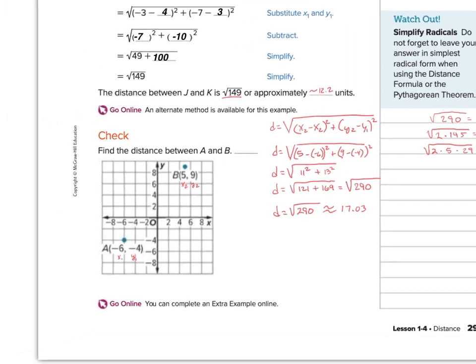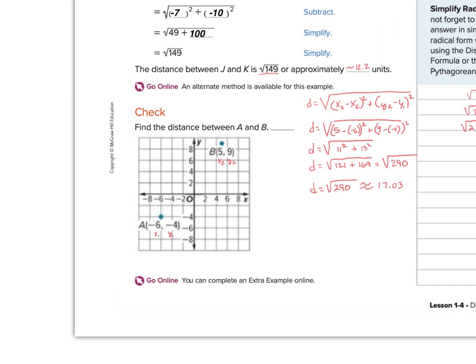Okay, so solving that, using my distance formula, I substituted in x2, right, is going to be 5 minus a negative 6 squared plus 9 minus a negative 4 squared. It turned out to be the square root of 11 squared plus 13 squared, which is the square root of 121 plus 169, which is equal to 290. The square root of 290 is approximately 17.03.